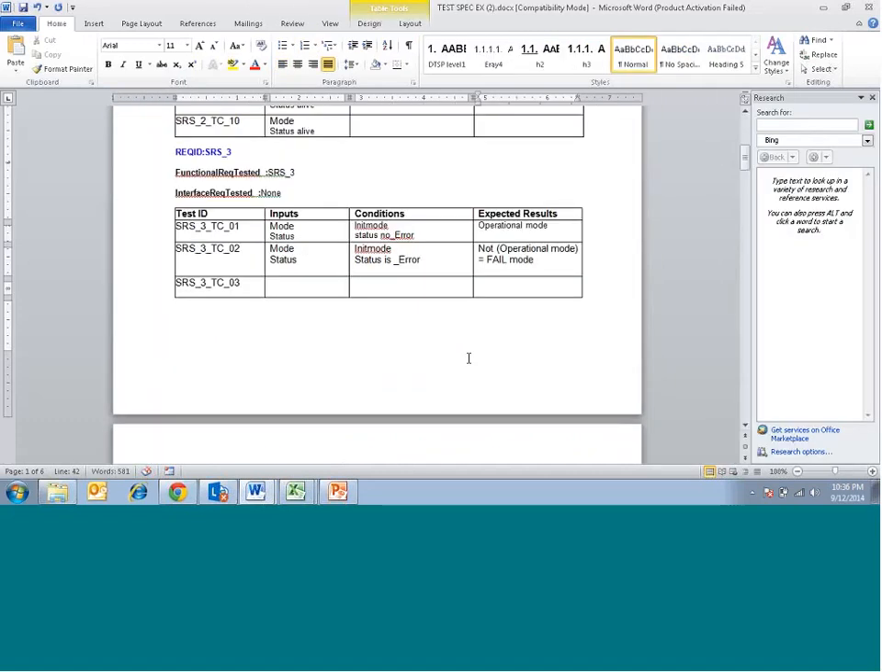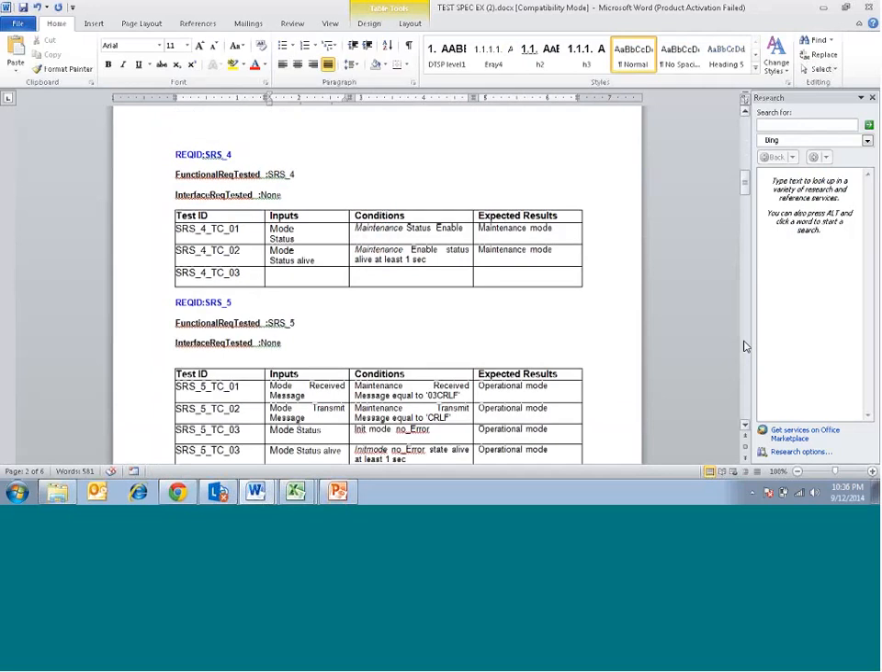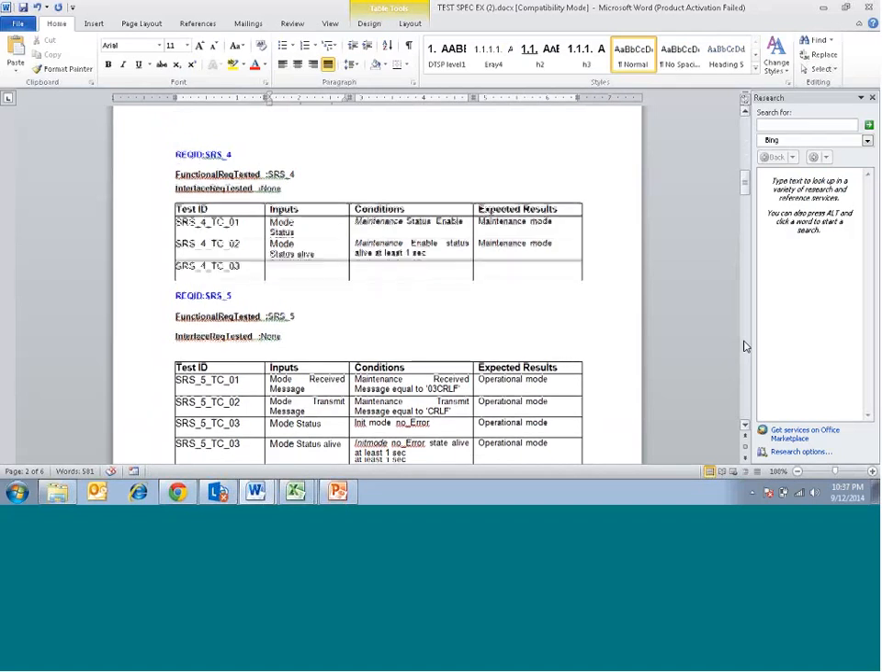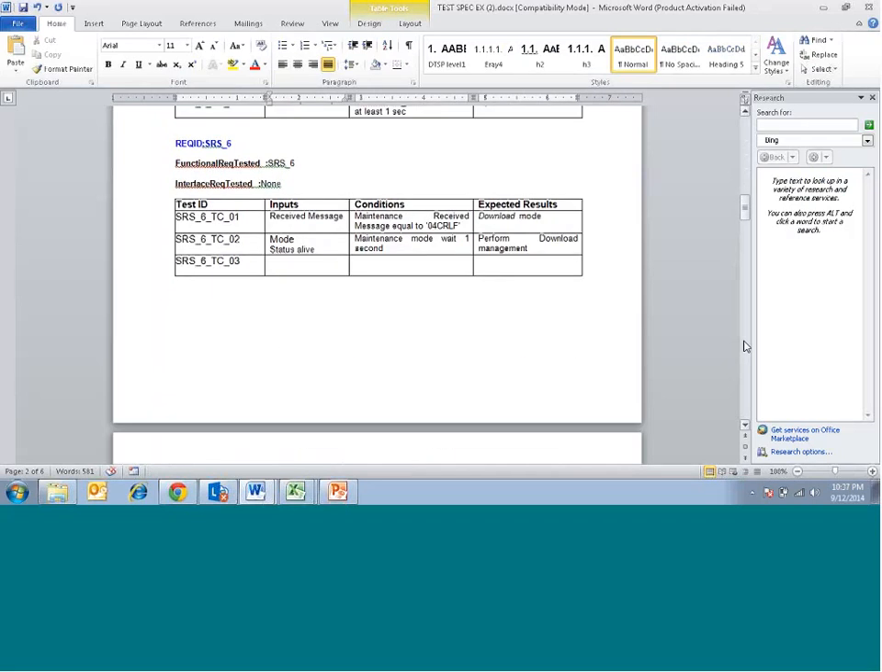So likewise, we are going to add test cases by looking at the requirement. So for 3 we have done. Okay. 4 is regarding maintenance status, status alive messages, and 6 is about the next set of messages 04 CRLF. Likewise, we are going to add it. You can see the particular SRS, and for that we are going to add test cases.